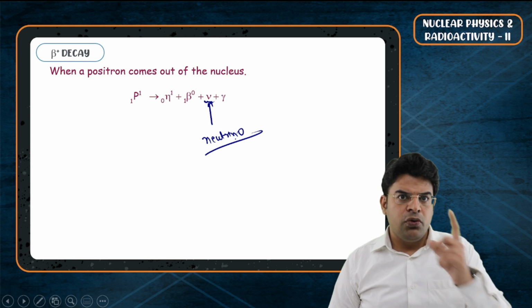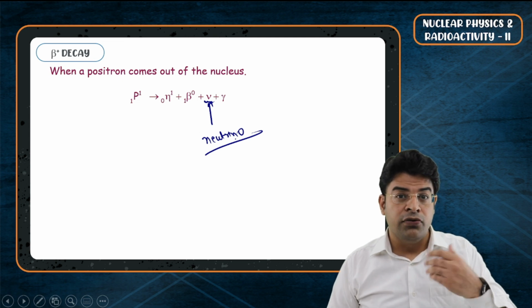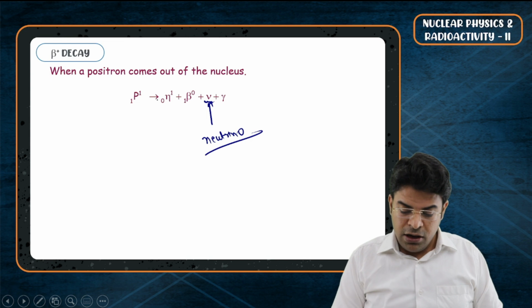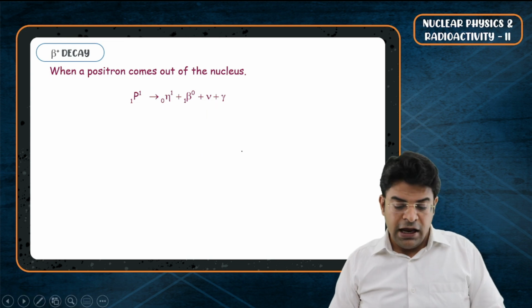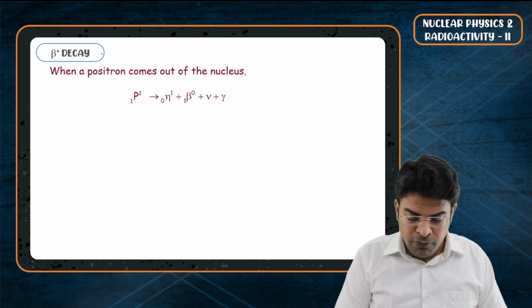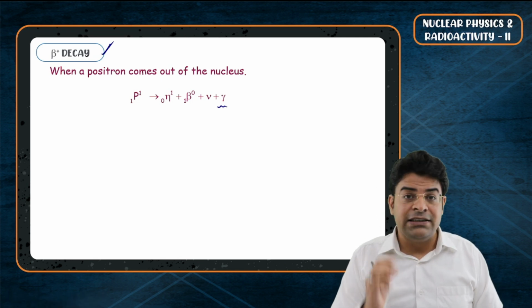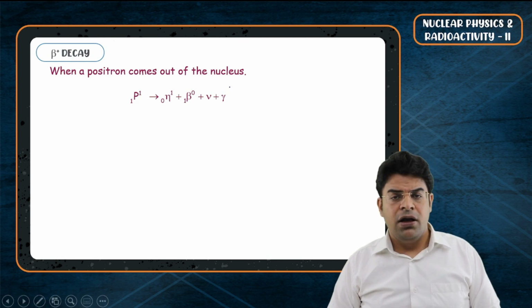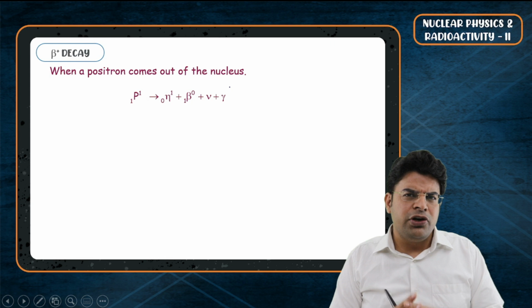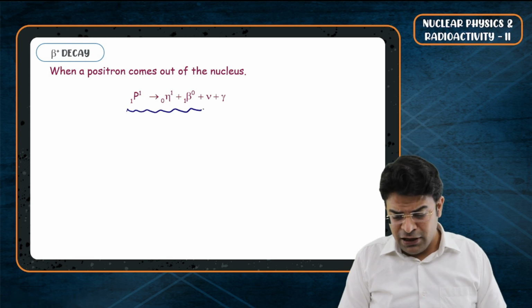Every time a neutron dies, an antineutrino is born. Every time a neutron is born, a neutrino is born with it. And after the emission of a positron, we get a successive emission of a high energy photon, which is called gamma rays. When I saw this particular equation for the first time in my life, I was so perplexed.